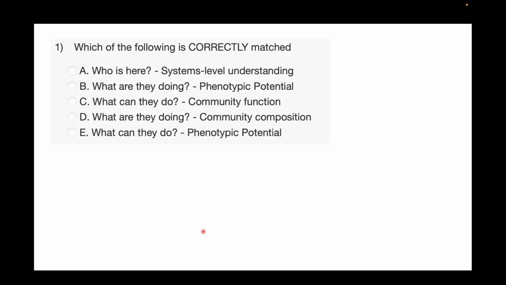Option A, who is here? Systems level understanding. Option B, what are they doing? Phenotypic potential. Option C, what can they do? Community function. Option D, what are they doing? Community composition. Option E, what can they do? Phenotypic potential. There are 5 options, and the hint is that this question is based on ecological communities. What kind of questions are addressed in an ecological community?